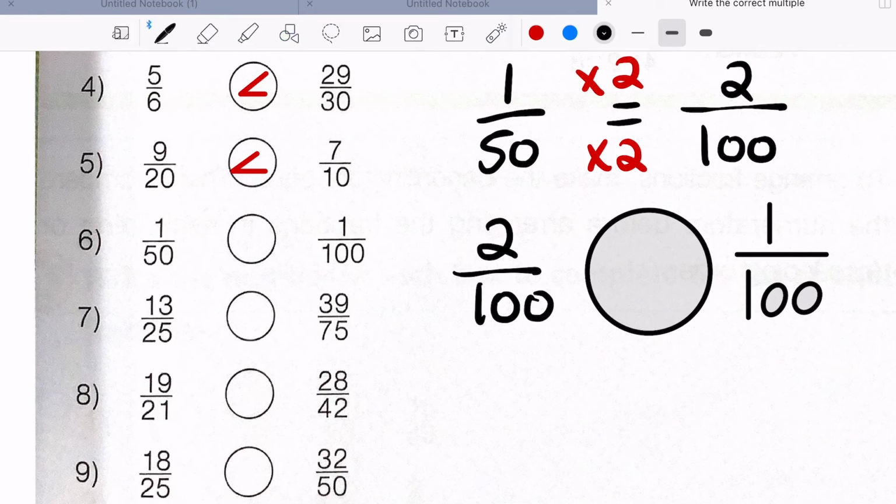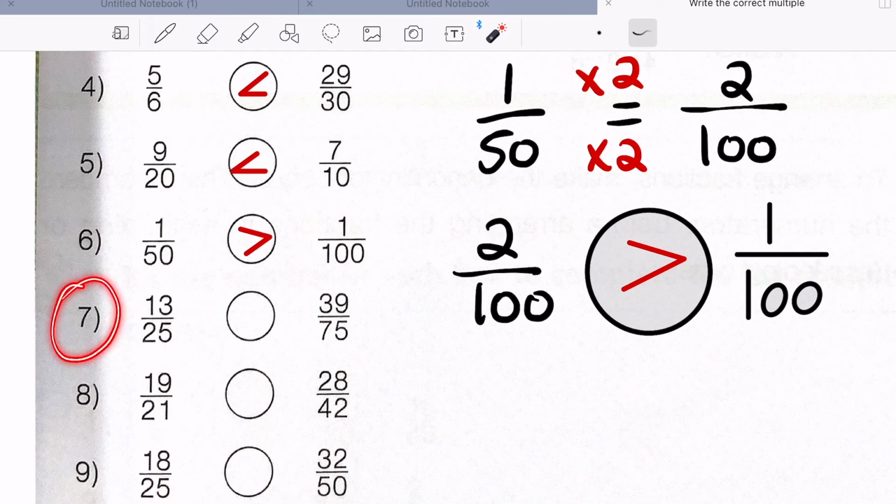So how can we compare these two, right? Now that we have 100, 100. So is 2 more than 1? Yes, 2 is more than 1. So we can automatically say 2/100ths is more than 1/100th. So that means 1/50th is more than 1/100th. Very good. So now we know 1/50th is more than 1/100th.